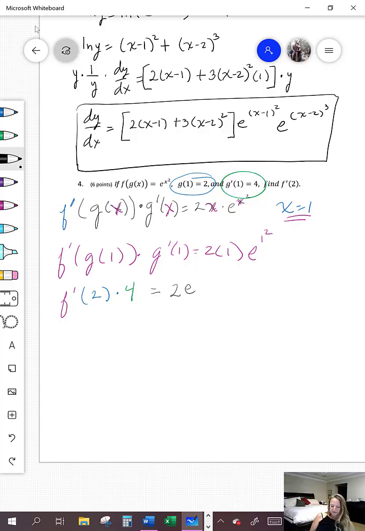If we divide both sides by 4, we can figure out what f prime of 2 is. So f prime of 2 is equal to 2e divided by 4. Reduce, we get f prime of 2 is equal to e over 2.